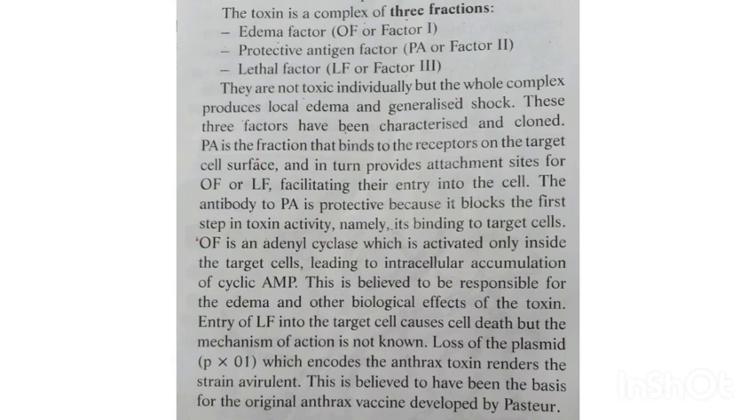That is, they consist of three factors: edema factor, protective antigen factor, and lethal factor. The edema factor is also known as EF or factor 1. Protective antigen factor is also known as PA or factor 2. Lethal factor is also known as LF or factor 3. These three factors are necessary for the toxicity of this anthrax toxin.